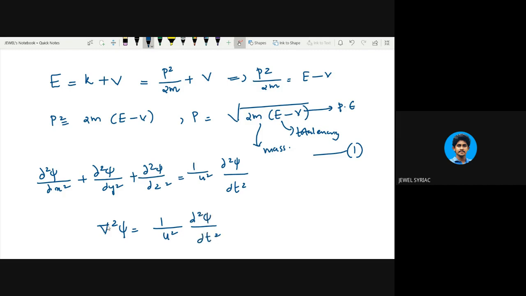Del square is the Laplacian operator, that is, ∇² = ∂²/∂x² + ∂²/∂y² + ∂²/∂z². So the equation of a plane progressive wave can be written as this.